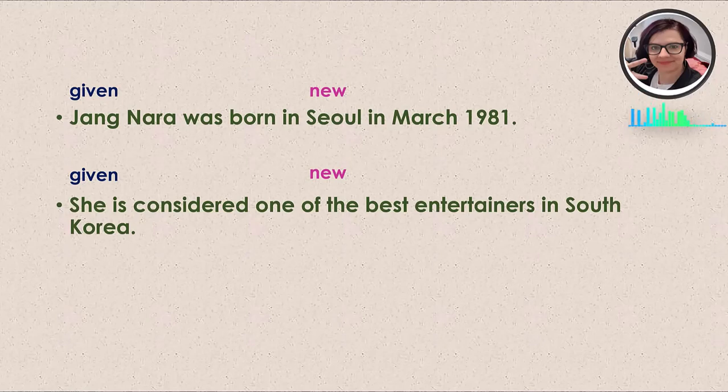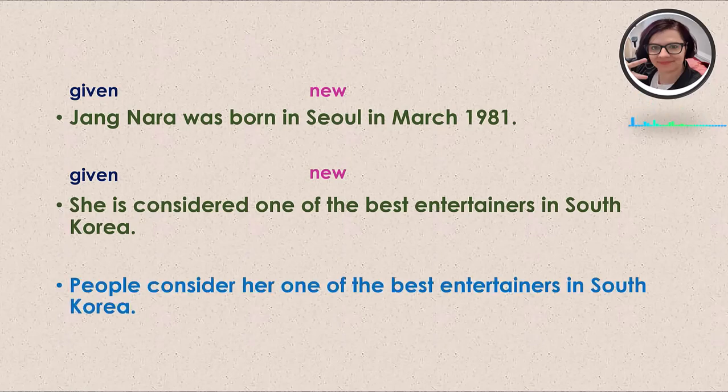If we look now at the second sentence in the blue text, people consider her one of the best entertainers in South Korea, all of a sudden, people, this is new information because this has not previously appeared in the text. So this sentence doesn't keep the same pattern of given new. It starts with new information and it continues with new information, which makes the text less coherent.